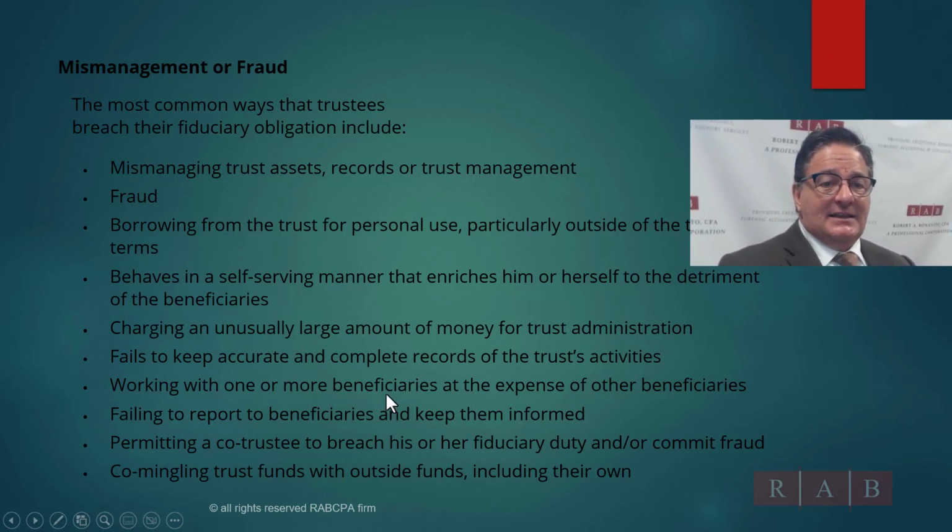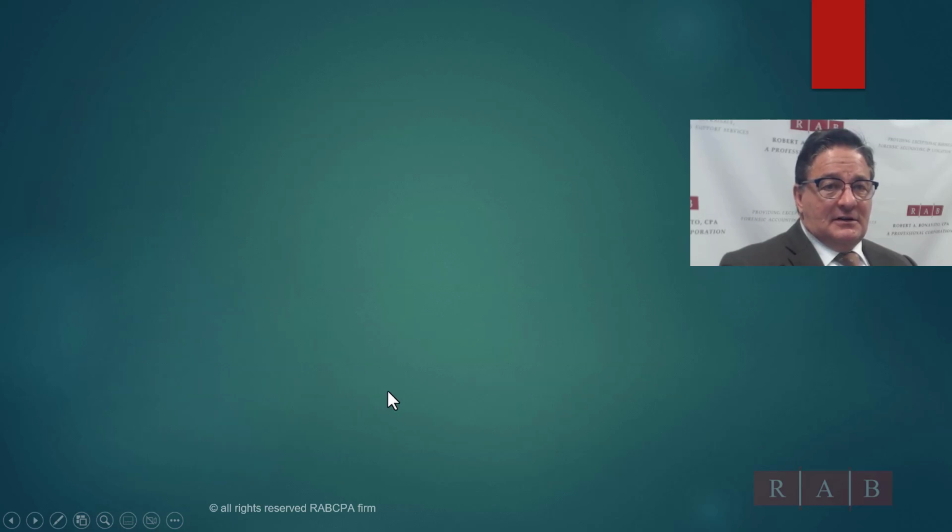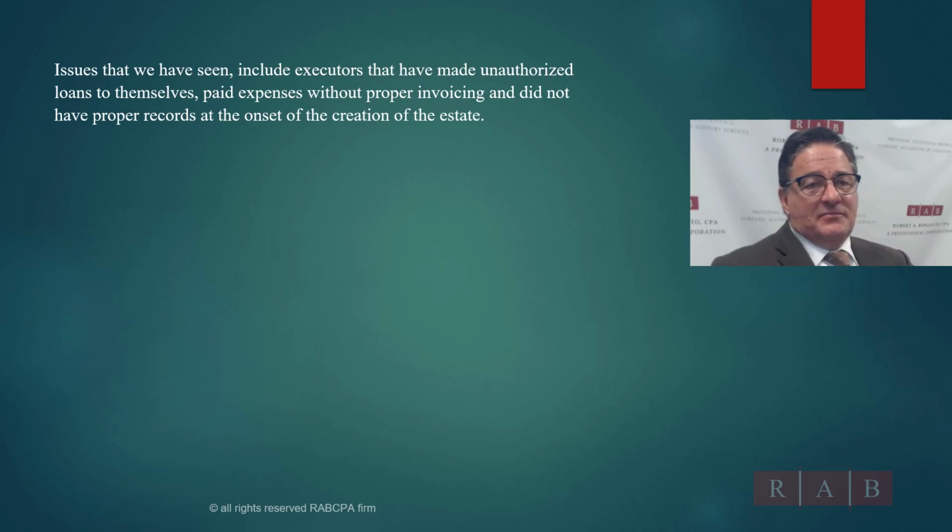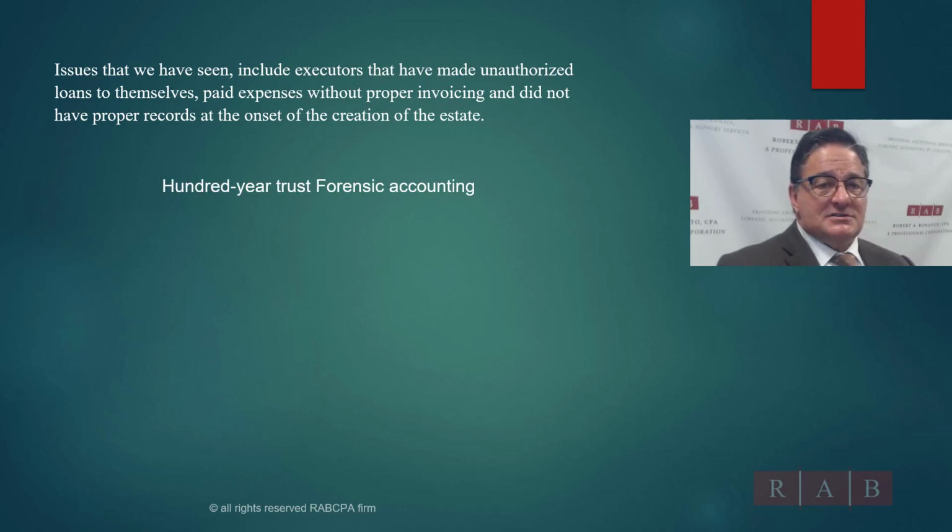Don't commingle anything, ever. Now, we've seen many issues, including unauthorized loans to themselves, paid expenses without proper invoicing, and also all kinds of sloppiness at the onset, when you take over the estate or the trust.